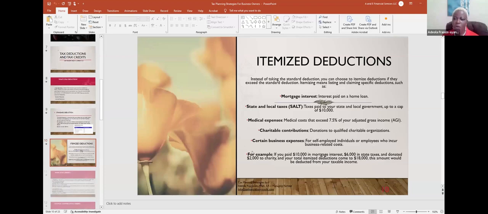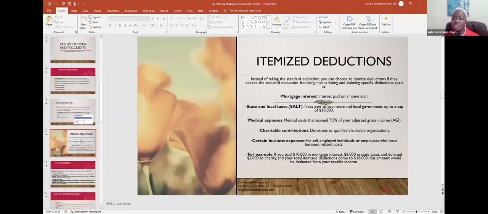Now we have itemization. Itemization is you telling the government, look, based on what you gave me, I have more than that. I have other things that I need to claim. So you have your mortgage interest. All of this falls into your itemized deductions. You also have your state and local taxes.